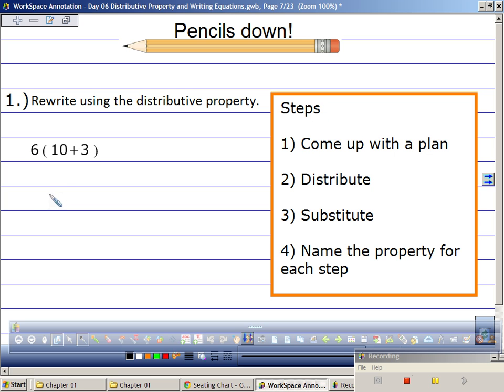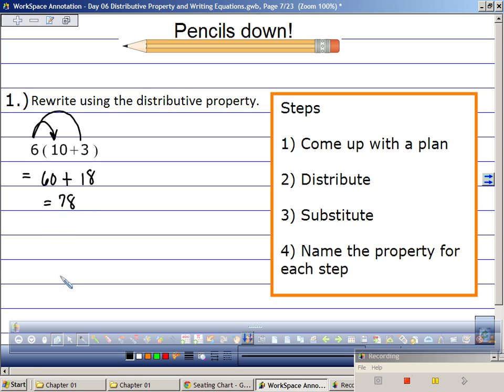I'm going to come up with a plan. My plan is I'm going to distribute. It makes more sense when we've got a little bit more going on. Okay, so let's distribute. 6 times 10 is 60, and 6 times positive 3 is positive 18. What's 60 plus 18?